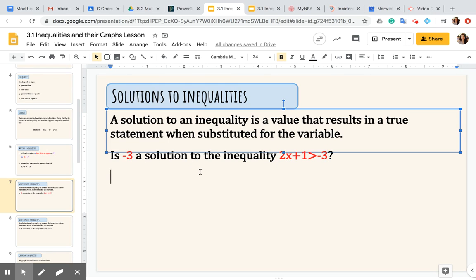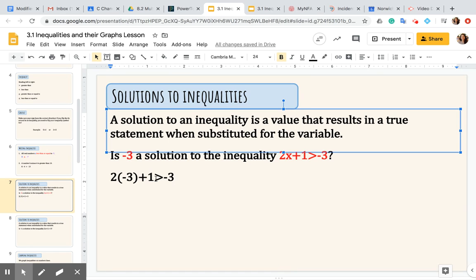And the reason why you want to use parentheses is because 2x means 2 times x. If I don't use parentheses, here's what it's going to look like. So 2, replace the x with the 3. What does that look like to you? Does that look like multiplication? No, it looks like subtraction. So I'm going to surround my x value with parentheses. And then everything else in that inequality, the +1 greater than -3, that all stays the same.